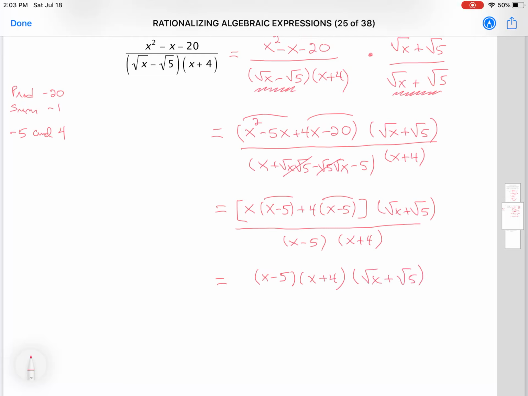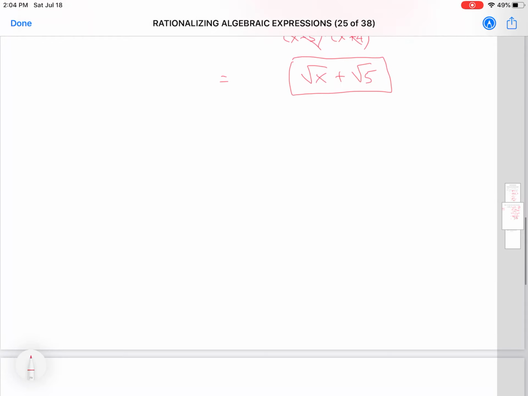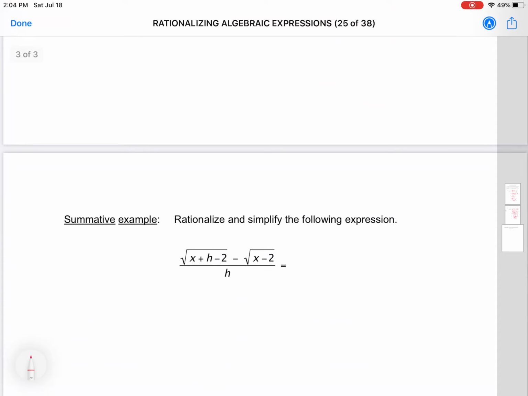X minus 5, x plus 4, root x plus root 5, tutta la familia over x minus 5 and x plus 4. Since all these brackets are multiplied, I can go x minus 5, x minus 5, x plus 4, x plus 4, and the answer that I get in the very end is root x plus root 5. That's what I want to box as my final answer.